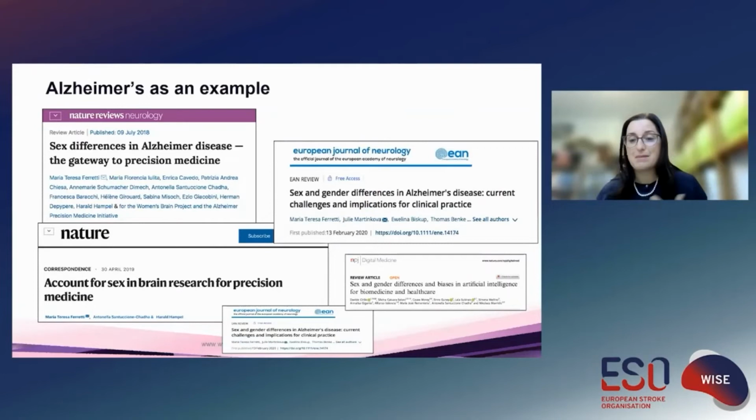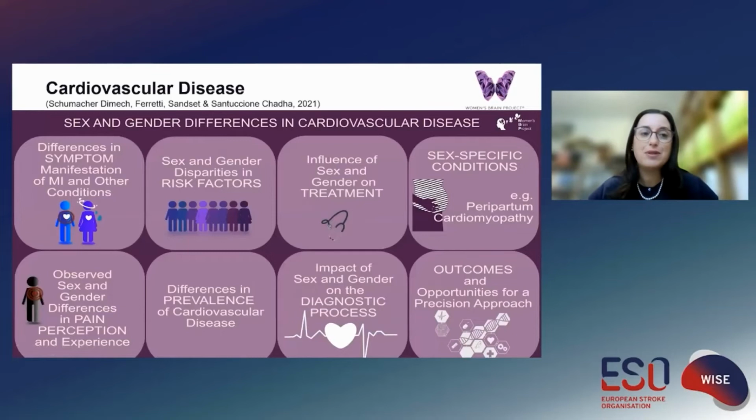So more examples, this is related to Alzheimer's disease. We have various publications that we published both as a Women's Brain Project team, as well as Women's Brain Project together with other collaborators from other institutions. Another example is this publication that we published with regard to sex and gender differences in cardiovascular diseases. So here again, we worked with Else Sandset in this case, who is also a very good collaborator of Women's Brain Project. And again, we try to disseminate as much information as possible about our topic, in this case related to cardiovascular diseases.